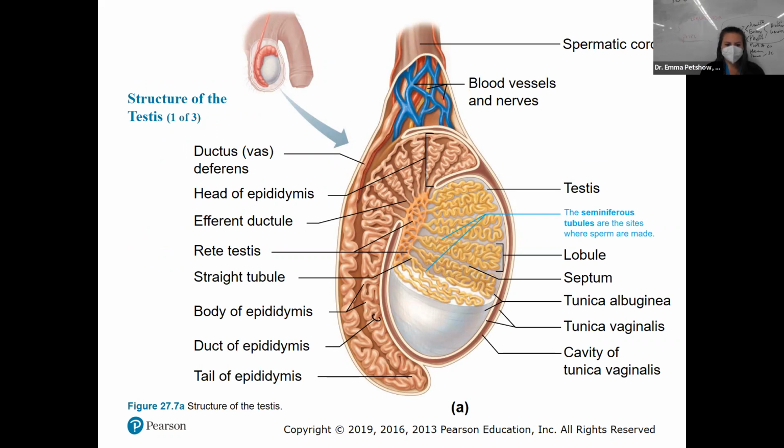We can then follow it down here all the way through, and we can see the tail of the epididymis, duct of epididymis, body of epididymis. As we move up here, we're at the head of the epididymis. So you kind of scooch around. So this whole structure from here all the way down to here would be considered your epididymis. Sperm will then move around here into the ductus or vas deferens, and then move up the spermatic cord during ejaculation.